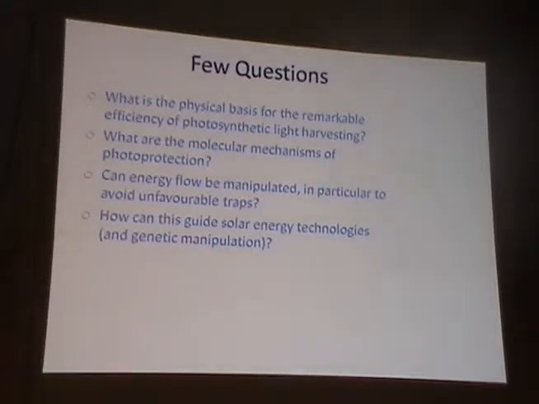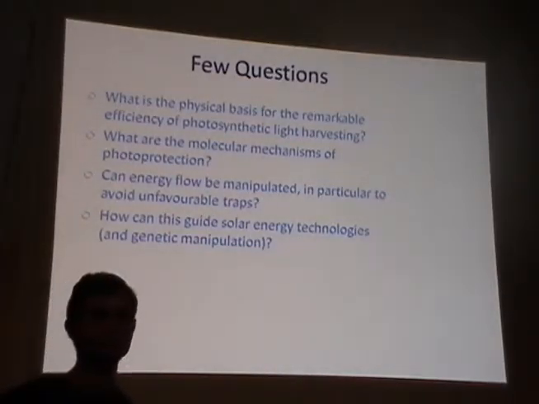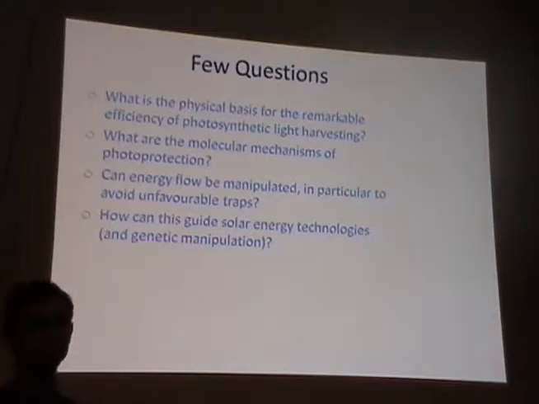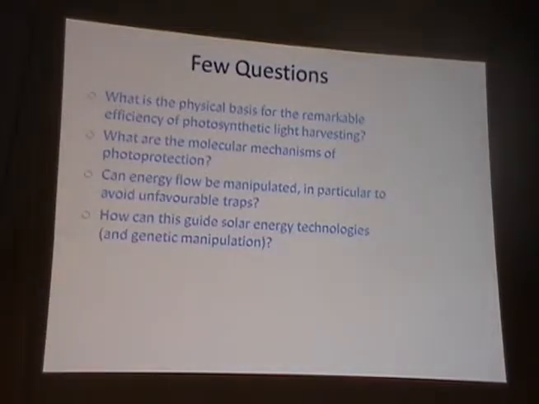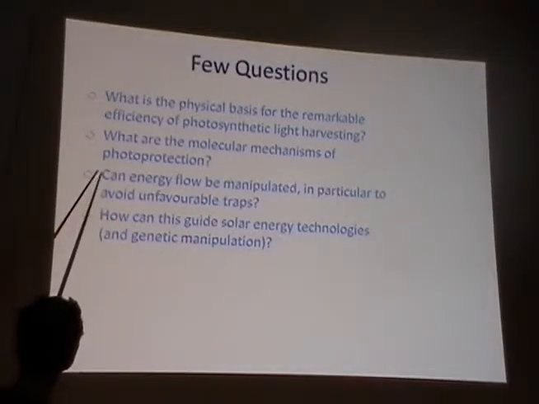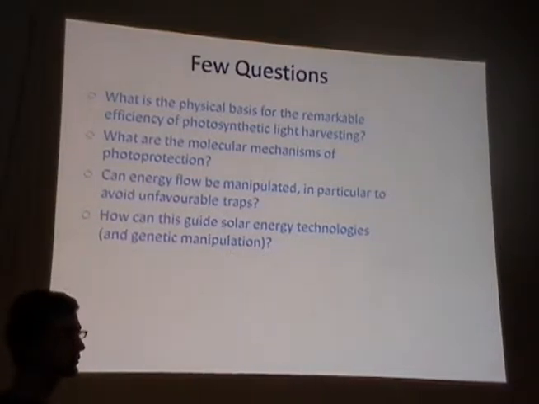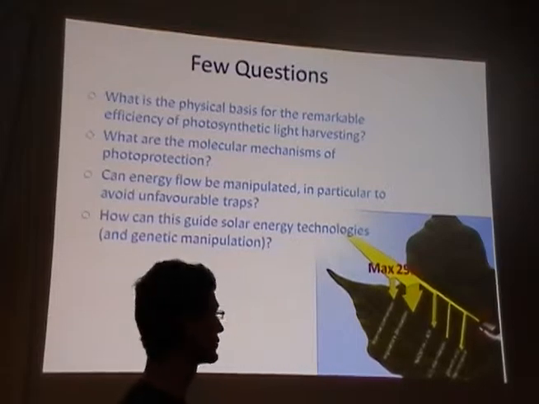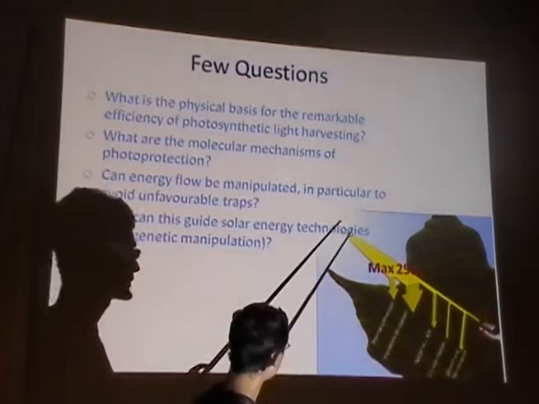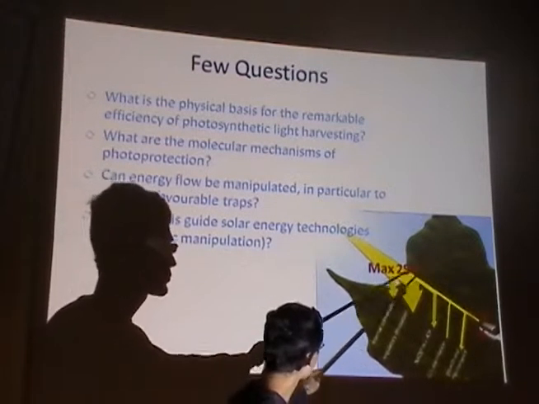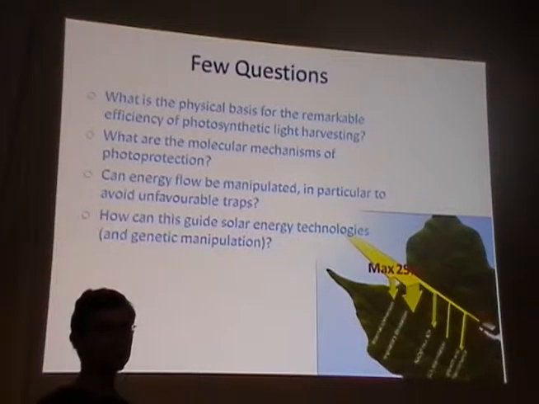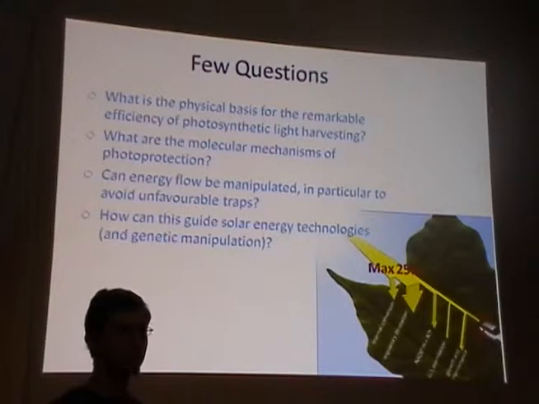We've already seen part of this by using these multiple beam approaches. So pump, dump, spectroscopy, pump, repump, spectroscopy, with which you start to manipulate some of the energy flow. Using SLMs, for example, spatial light modulators or pulse shapers, you can start to manipulate the flow of the energy to a much larger extent. But can this be done in order to avoid unfavorable traps?